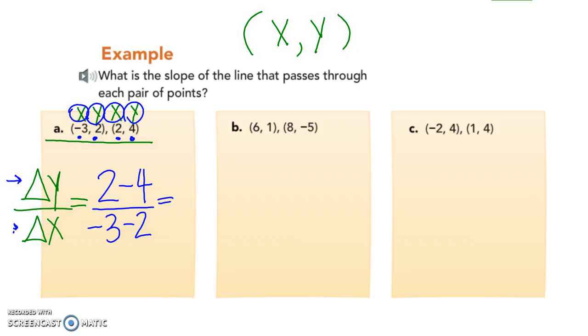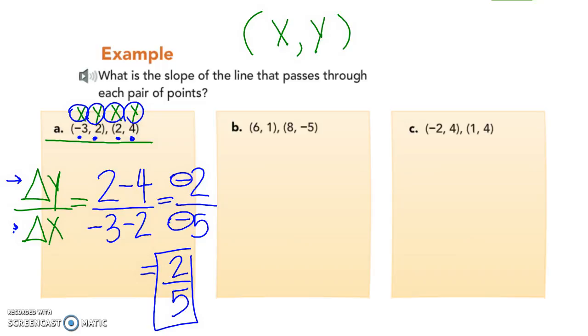Now we just have to use our integer rules to find what these would be. 2 minus 4 is negative 2. Negative 3 minus 2 is negative 5. I am almost done. The last thing I need to notice is what is a negative divided by a negative? When the signs are the same, my answer is positive. So the slope here would be 2 over 5.